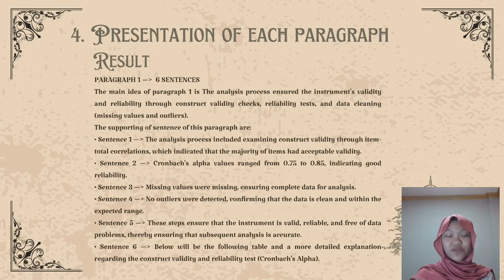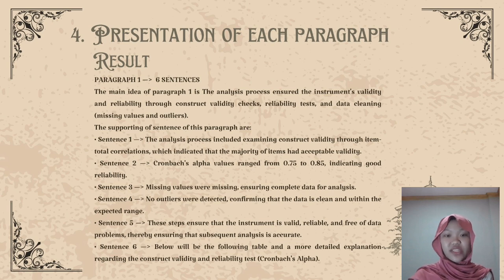The supporting sentences of this paragraph are: sentence 1 contains the analysis process included examining construct validity through item total correlation, which indicates that the majority of items had acceptable validity. Sentence 2 contains Cronbach alpha values ranging from 0.75 to 0.85, indicating good reliability. Sentence 3 talks about no missing values, ensuring complete data for analysis.